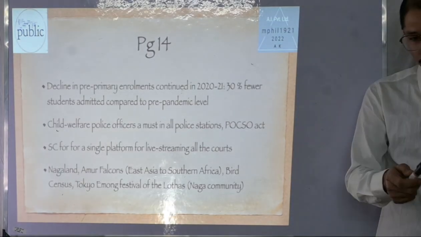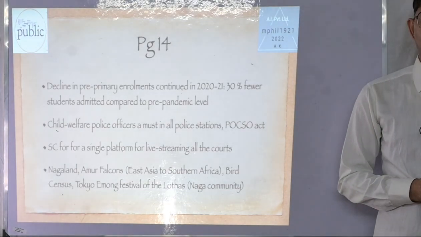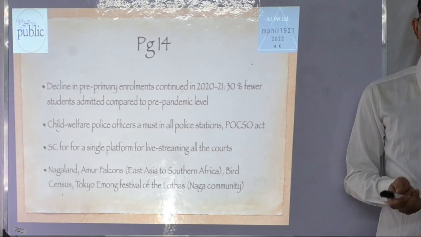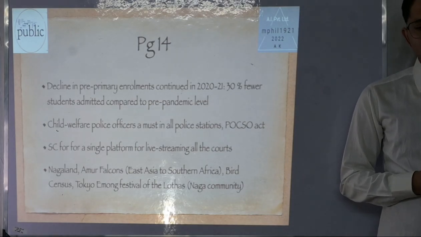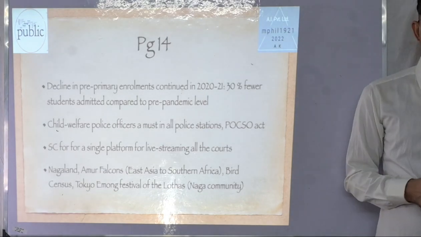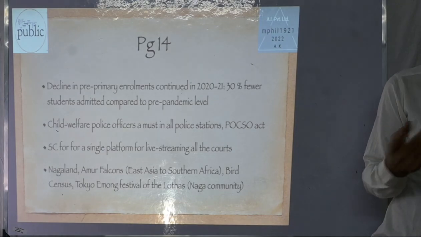Then this news on Nagaland is important. Amur Falcons used to visit there. It's a migratory bird, and from East Asia to Southern Africa, they stay there for a temporary period. So they are conducting a bird census. Now the Tokhu Emong Festival belongs to Nagaland and to the Lotha Naga community. Lotha is a Naga community, okay? So remember it.